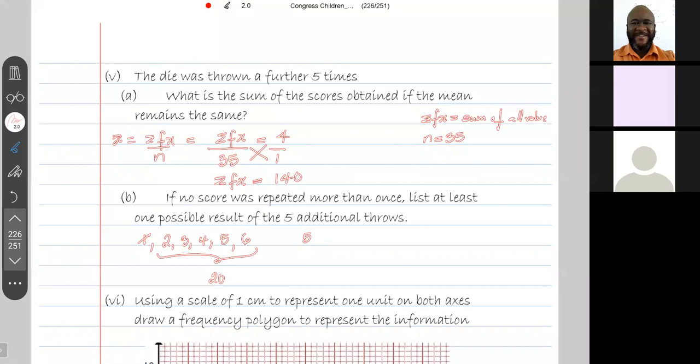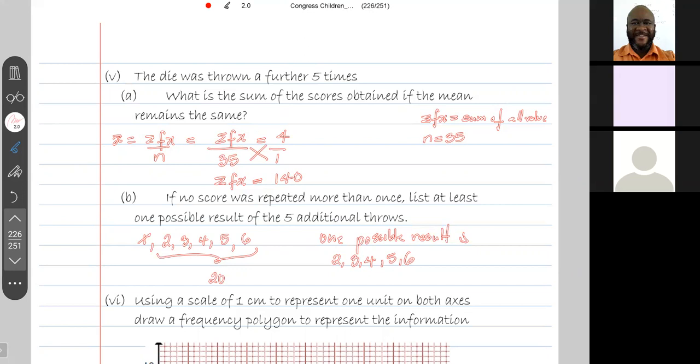20. So one possible result is 2, 3, 4, 5, and 6. If for the additional throws, the person throws 2, 3, 4, 5, and then a 6, the 5 throws would add up to a total of 20.